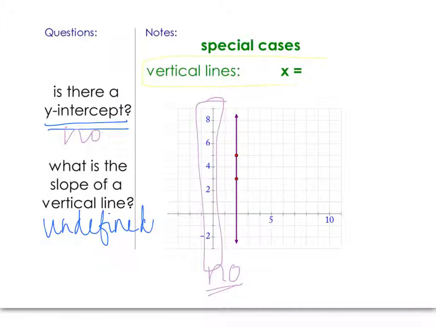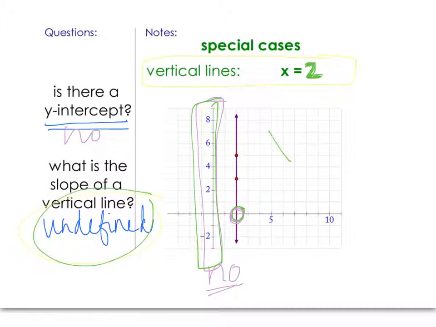If I have a vertical line, that means the slope is undefined. Wherever it crosses the x-axis is going to be what x equals. So in this example, it crosses the x-axis at positive 2. So my equation is x equals 2. There's no y. Sorry, that 2 is a little wonky. There's no y-intercept. I have an undefined slope. So x equals 2 is the equation of that line.